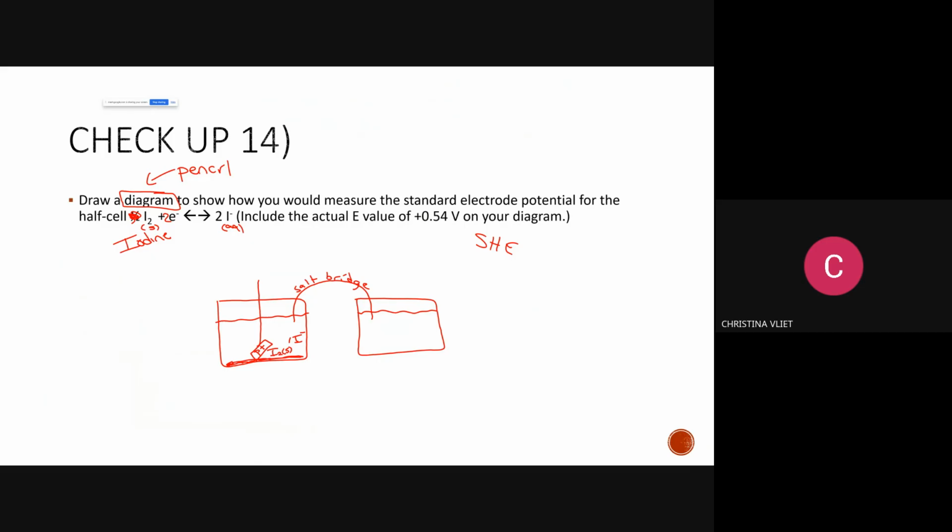Hold on. So next, we need up here to have a voltmeter. They accept if you write a little letter V at the top. That's you measuring your voltage. So you put plus 0.54 there.